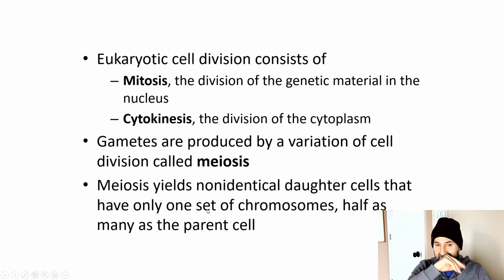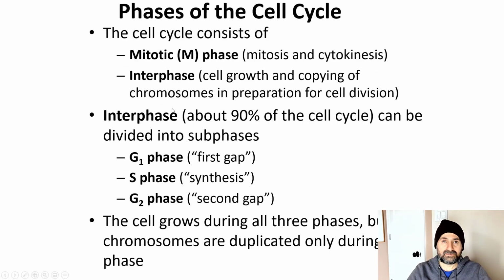All right, next, what else do we need to know? We need to know that the cell cycle consists of two major phases: mitotic phase, also known as M phase, and interphase. Okay, so what is mitotic phase? Mitotic phase, or M phase, consists of mitosis, and also cytokinesis. Remember that cytokinesis is not part of mitosis. Cytokinesis and mitosis are part of M phase. This is when the cell is actively dividing.